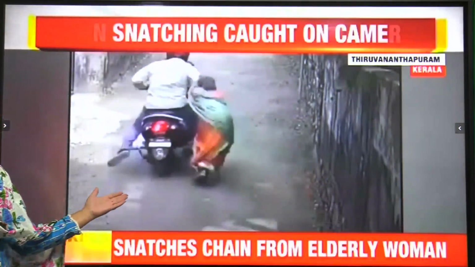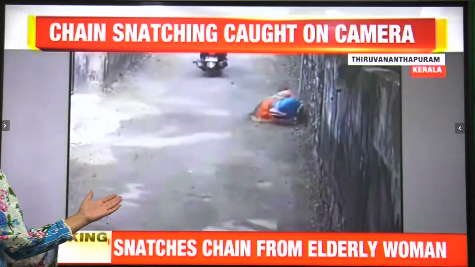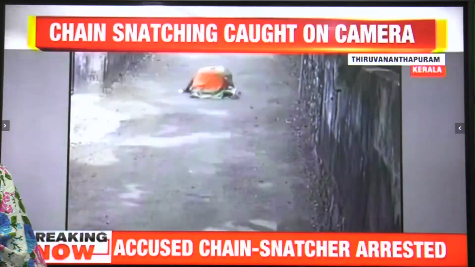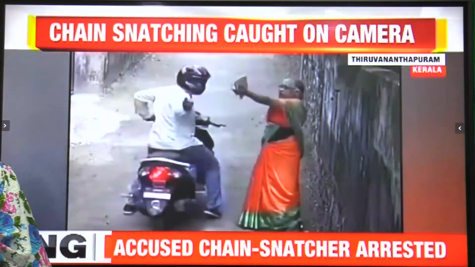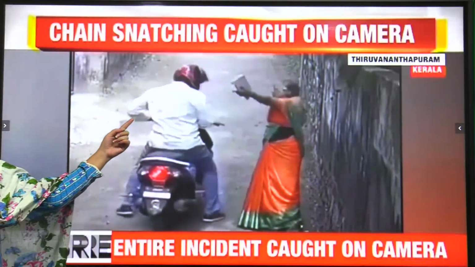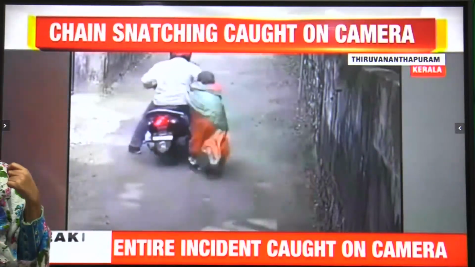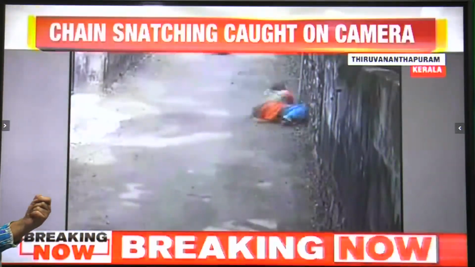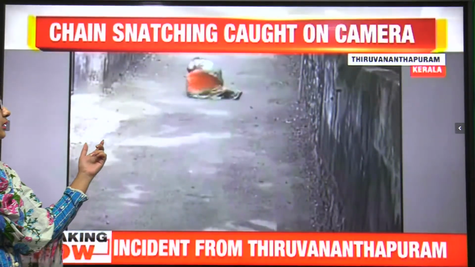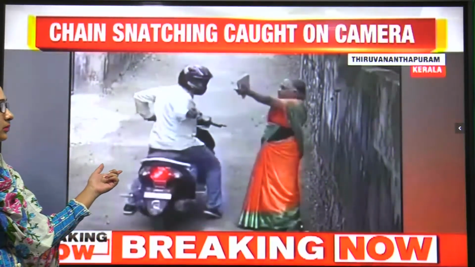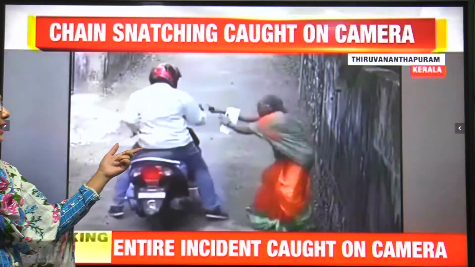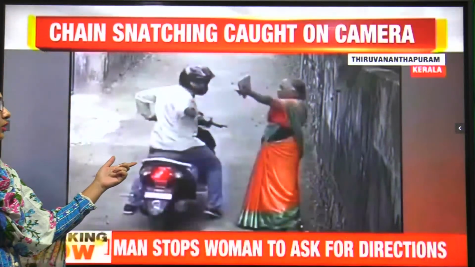We have to watch this video very carefully to see what is happening in this video. You can see a man is asking the address and suddenly he snatches the chain of a woman and he ran off from that place. The woman is running after him. It is clearly visible. Now see how he snatches the chain and he went off.